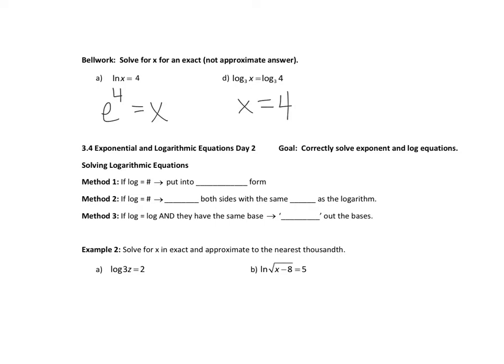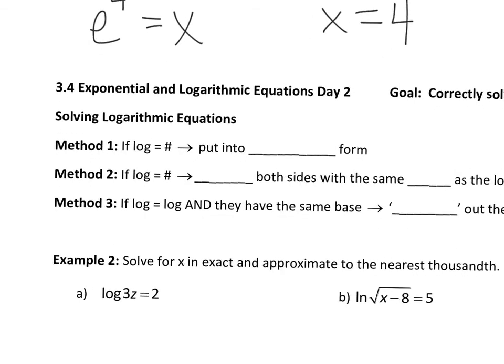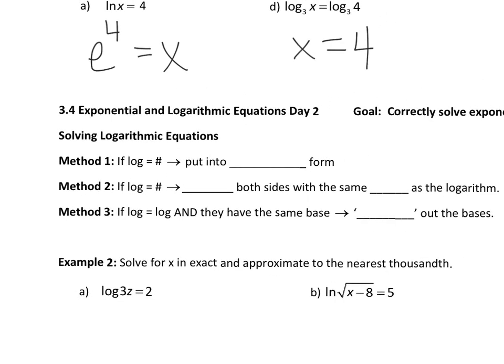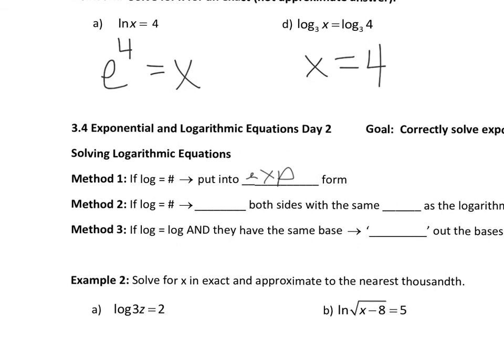The reason I did this is that it helps uncover some methods here. For logarithmic equations, I think the solving aspect is a little more nuanced and requires a little more thought. I think it's pretty straightforward for exponential equations. But for logarithmic equations, if we can systematize it by creating methods: method 1, if we have a logarithm set equal to a number, just like we have up here, all we simply do is put it into exponent form, and you're good to go.